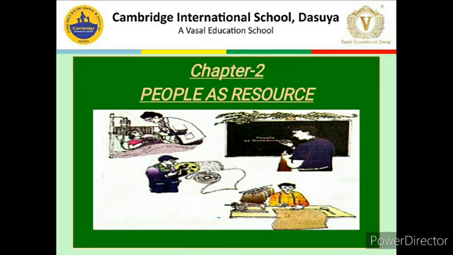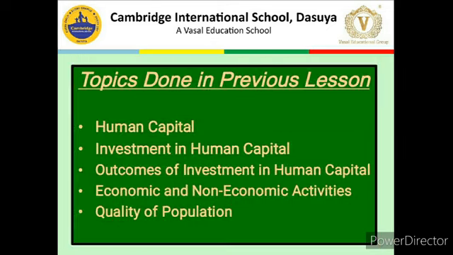Now, before starting that, let's have a quick revision of the topics that we have covered in topics 1 and 2. Firstly, let's revise the definition of human capital. Human capital is the stock of skill and productive knowledge embodied in human beings. The topic that we studied in detail is investment in human capital. Investment in human capital is done through education, training, and medical care.